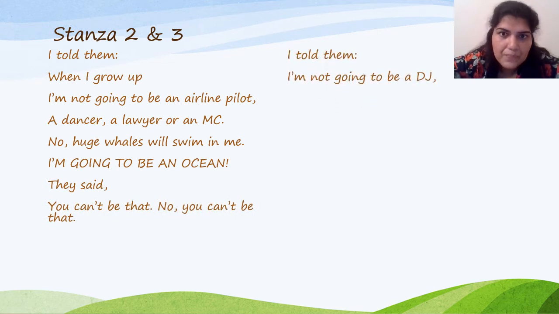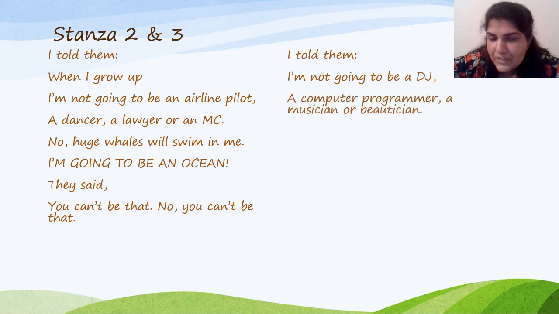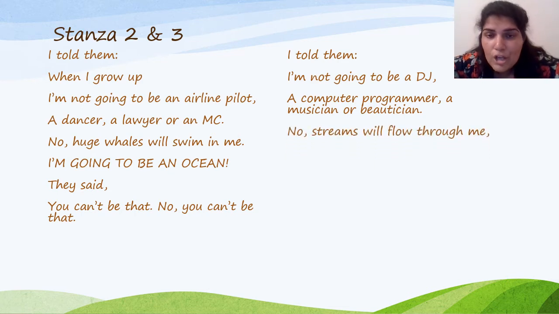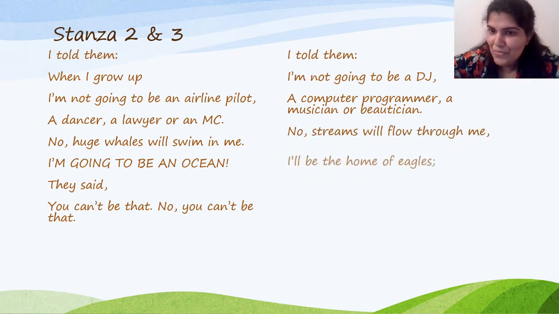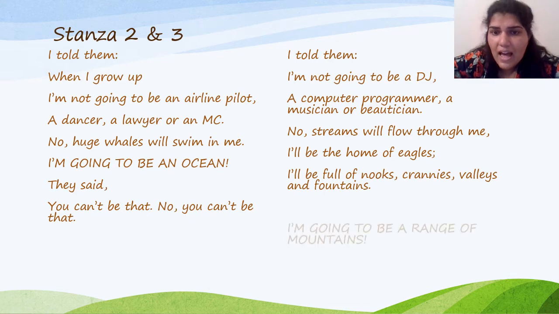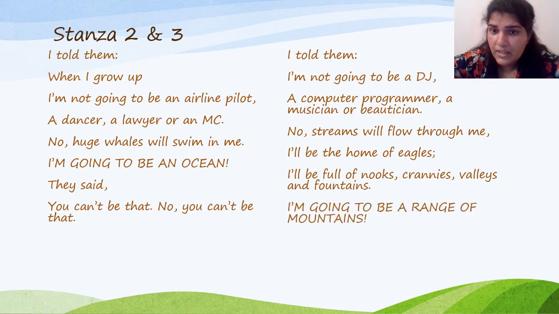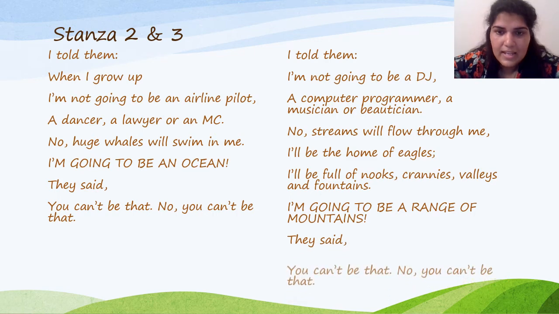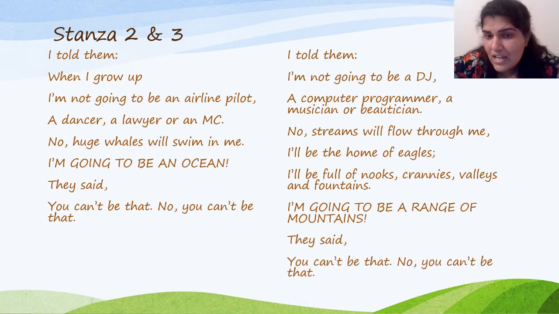I told them, I'm not going to be a DJ, a computer programmer, a musician, or a beautician. No, streams will flow through me. I'll be the home of eagles. I'll be full of nooks, crannies, valleys, and fountains. I'm going to be a range of mountains. They said, you can't be that, you can't be that. So I'm not going to become a DJ who plays music at a party, a computer programmer, a musician, or a beautician.